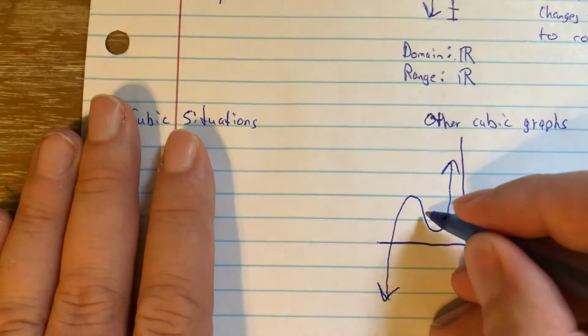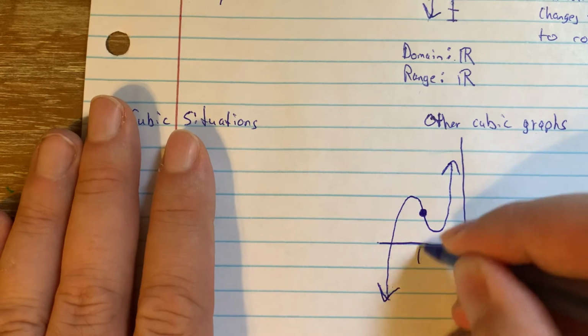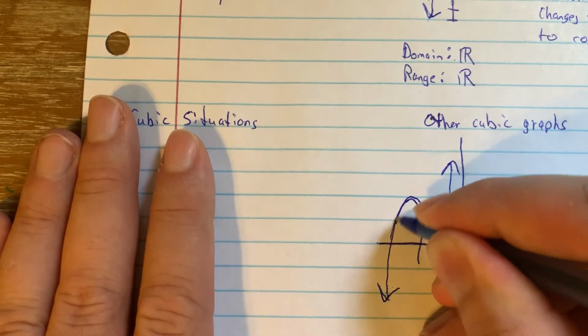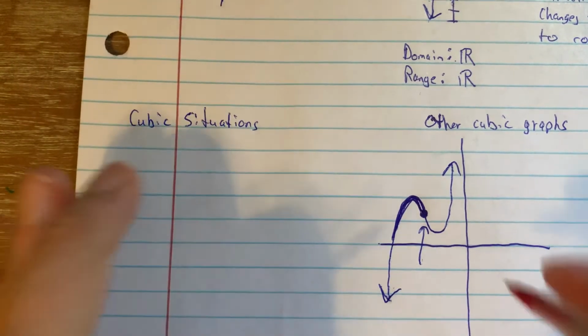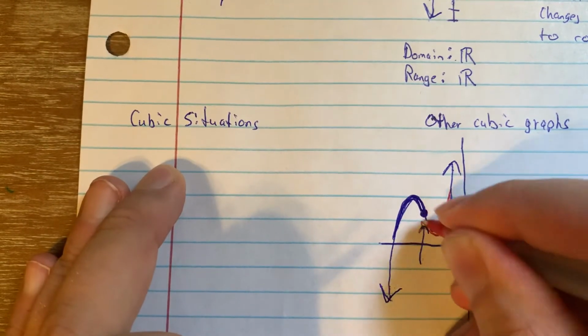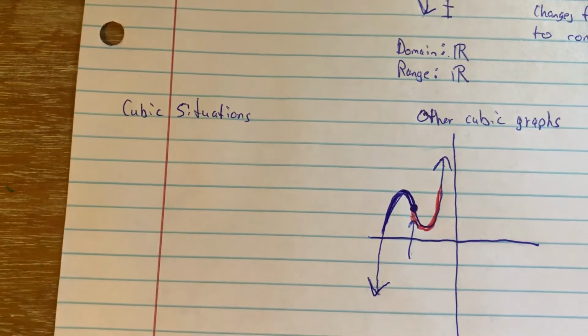And you'll notice it still has an inflection point right here. It was bending down, and after the inflection point, the function starts bending up. And so cubic functions end up having this inflection point.